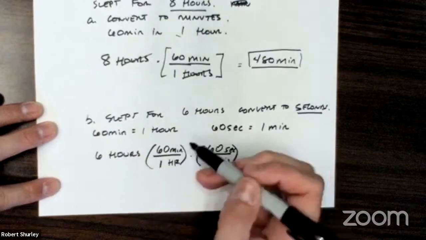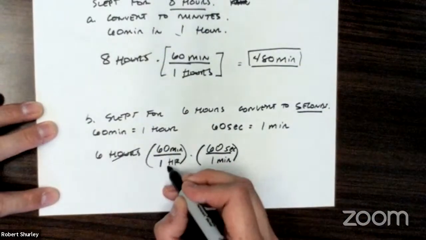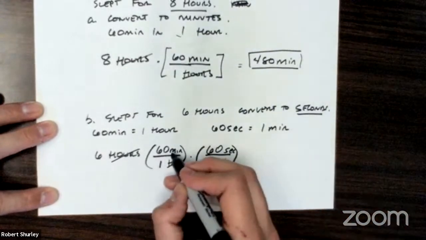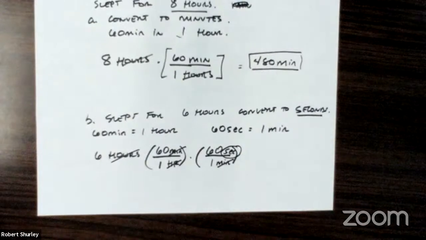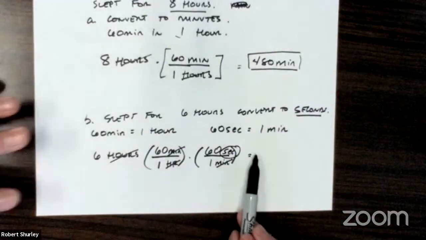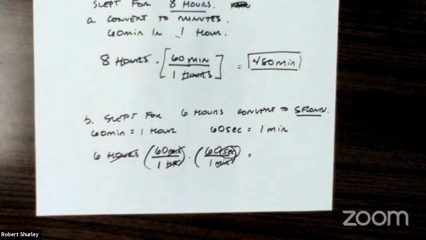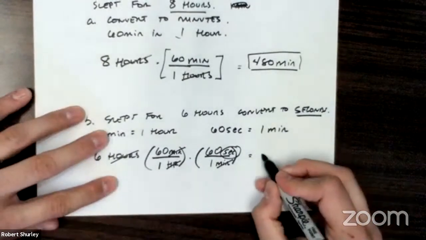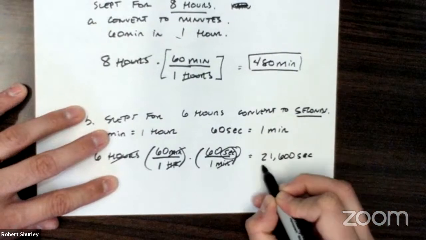So now check this out. Just looking at the units, the hours are going to cancel with those hours. The minutes are going to cancel with these minutes, and it's going to leave me with the seconds. So now we have to multiply across: 6 times 60 times 60. So I'm going to calculate 6 times 60 times 60. We end up with 21,600 seconds.